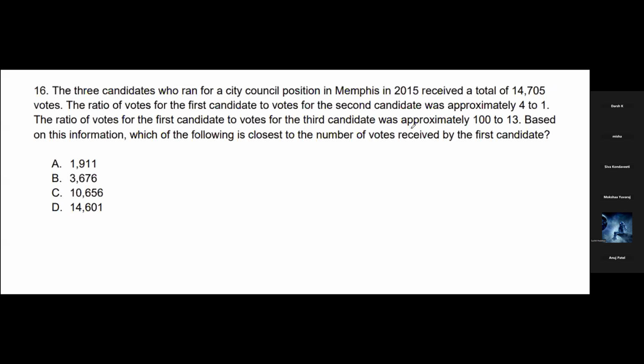And so we know that the first candidate received a majority of the votes. They received 4 times the second candidate and 10 times the third candidate. So we know that he had to have received at least half of the votes. So it can't be A and B. And it also can't be D because that would mean he received almost all of the votes. 14,601 means that the other candidates only received a total of 100 votes, which is far too low to meet this condition of 4-1. So the correct answer has to be answer choice C, just based off of the information we were given.